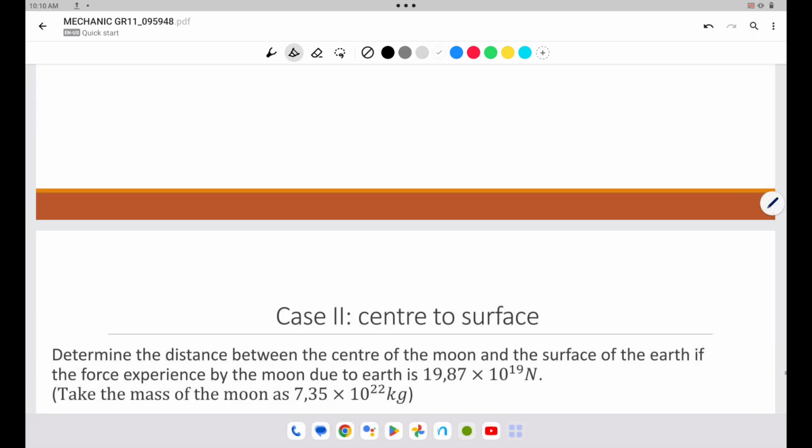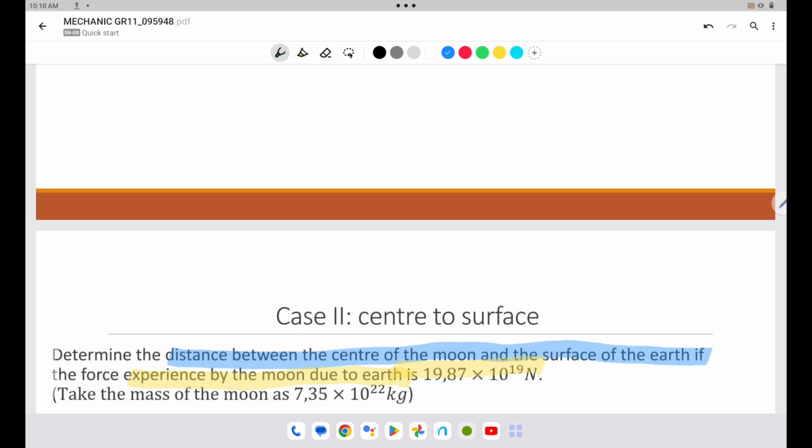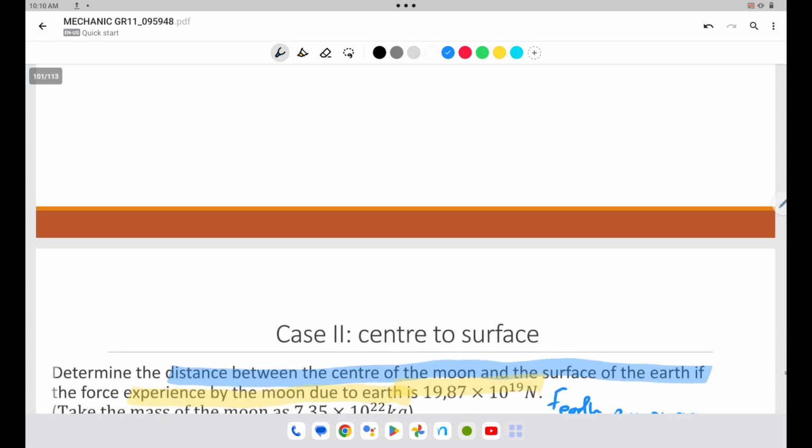Hello world, in today's video we're going to continue talking about the universal gravitational law. The question says determine the distance between the center of the moon and surface of earth if the force experienced by the moon due to earth is that much. So on that statement we are looking at force exerted by earth on moon, because this force is being experienced, it's being felt by the moon.